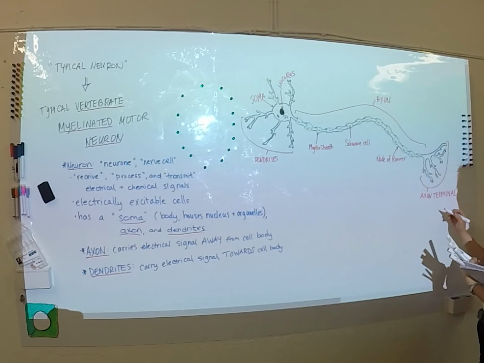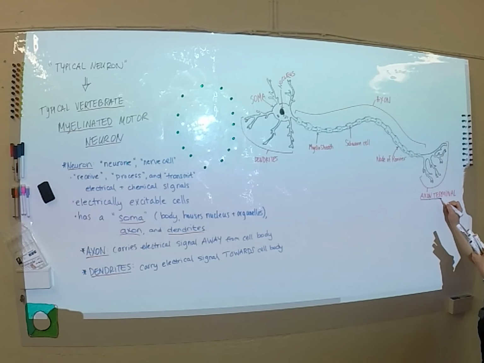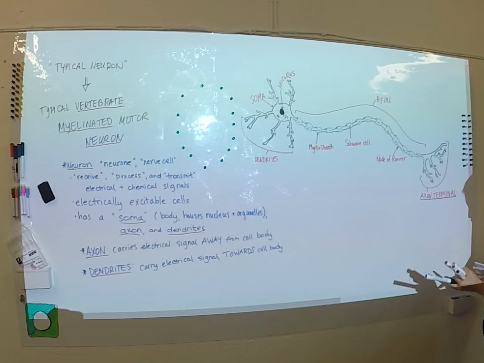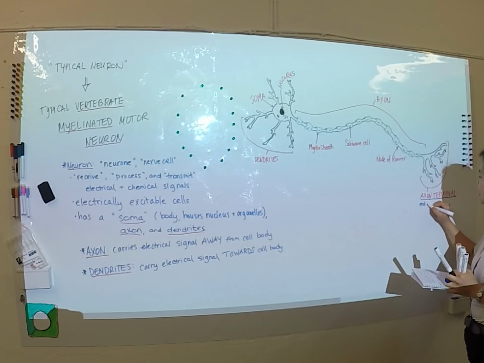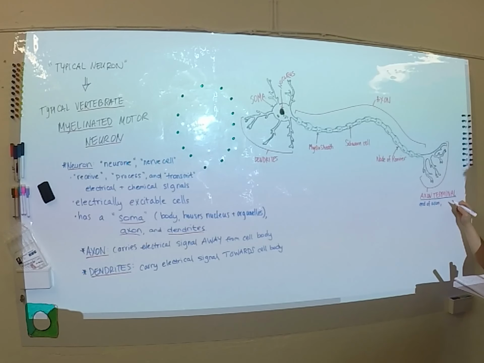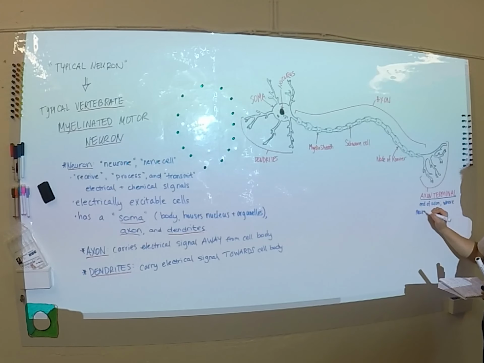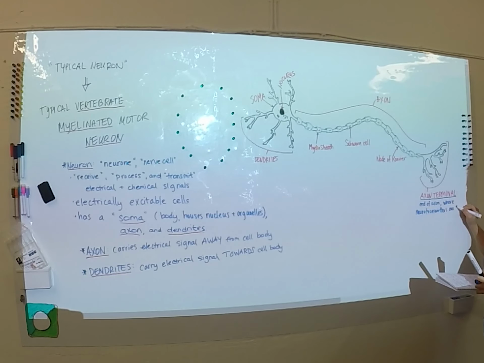All right, so we have here this new word, axon terminal. Okay, so the axon terminal is the end of the axon. All right, and this is also where neurotransmitters are stored.